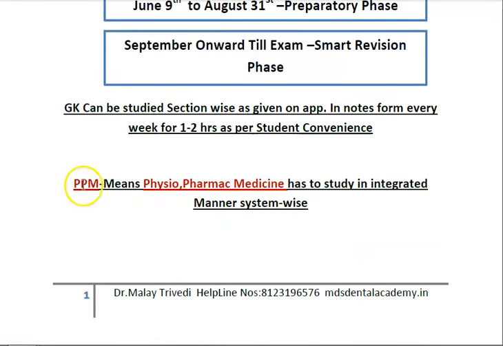You can see the word PPM many times in my app and in this video also. PPM means physio-pharma-medicine. Let's say you are studying GIT: you don't have to study GIT in physio only or pharma only, you have to study in an interrelated manner. That's physio, pharma and medicine.